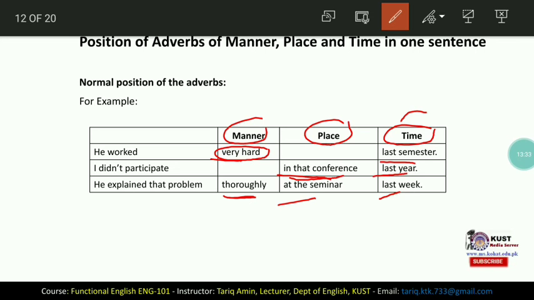In this example, we can see that we have these three types of adverb. We have adverb of manner, we have adverb of place, and we have adverb of time as well. When you have all these three types of adverbs used, first use adverb of manner, after that use adverb of place, and after that use adverb of time. For example, he explained the problem thoroughly at the seminar last week.